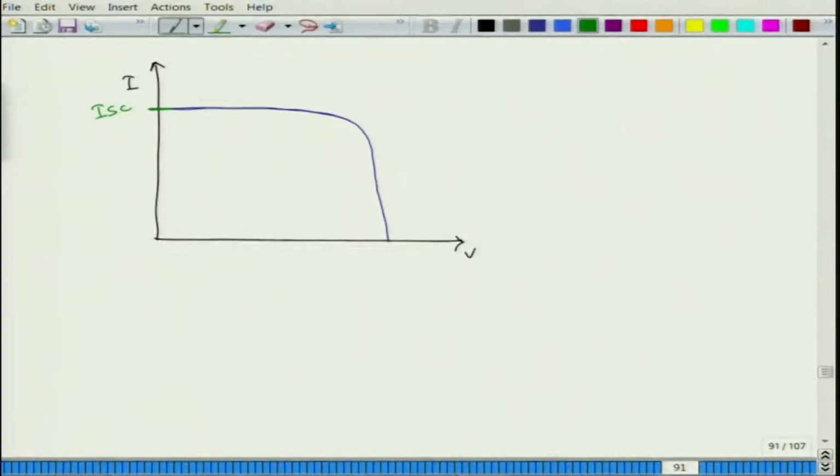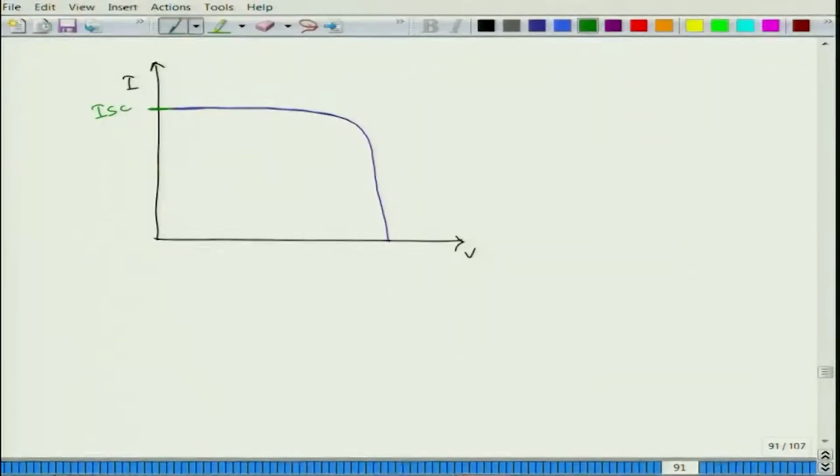SC stands for short circuit current, because short circuit means the voltage is 0 and that gives you the maximum current. Okay. And on the other hand, where you cut the voltage axis, that we call VOC, which is voltage at open circuit. Okay. Open circuit means current is 0 and what voltage you get.